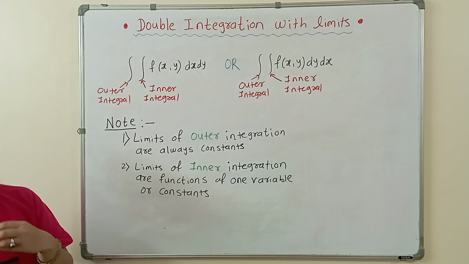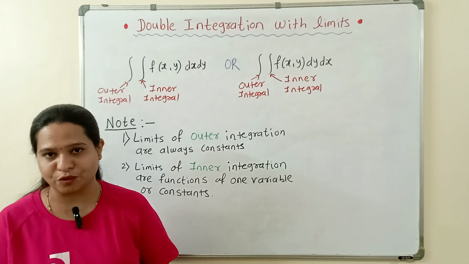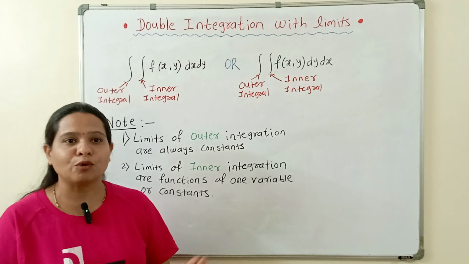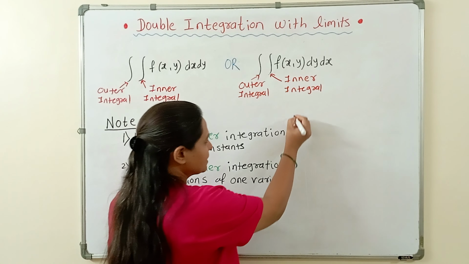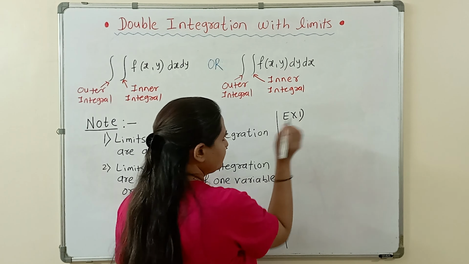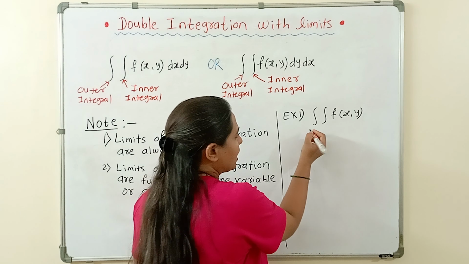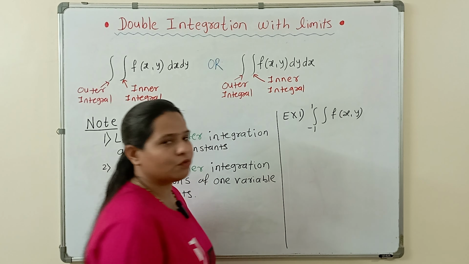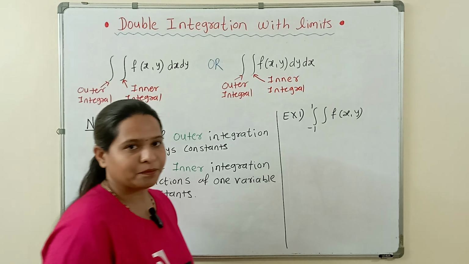As I told you, while solving the double integration with limits, deciding the order of integration is very important. Now we'll take some examples of how to decide the order of the integration. For example, example number 1: suppose I am taking the double integration of a general function f of x comma y. Since we know that the limits of outer integration are always constant, I am taking the limits of outer integration from -1 to 1, and the limits of inner integration from root x to root x.